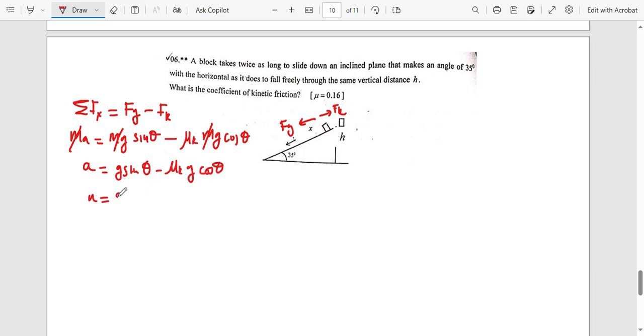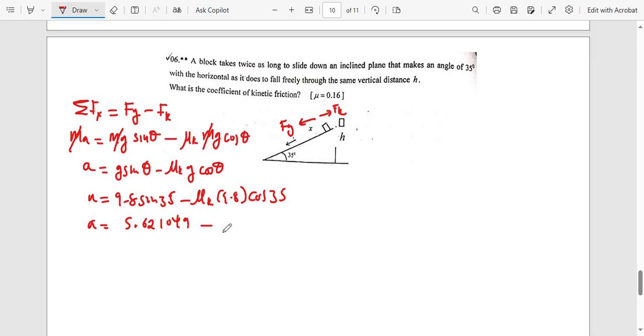a is going to be equal to g, which is 9.8, we have got sine of the angle 35, minus mu k, g is 9.8, and then cosine of 35. So a is going to be 9.8 multiplied by sine 35. That is going to be 5.621049. And then minus, we are going to have 9.8 cos 35.